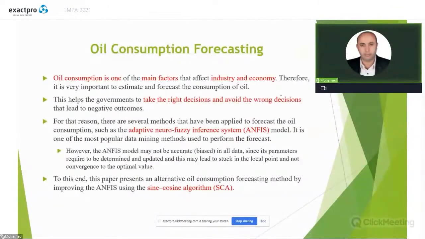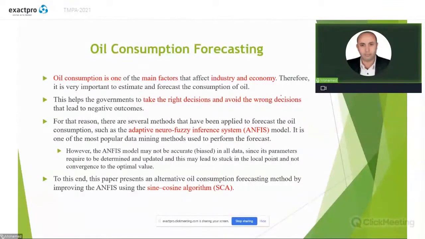The second application for economics is oil consumption forecasting. Oil consumption is one of the main factors that affect industry and the economy. Therefore, it is very important to estimate and forecast the consumption of oil. This helps the government to take the right decisions and avoid wrong decisions that lead to negative outcomes. For that reason, several methods have been applied to forecast oil consumption, such as the adaptive neuro-fuzzy model.